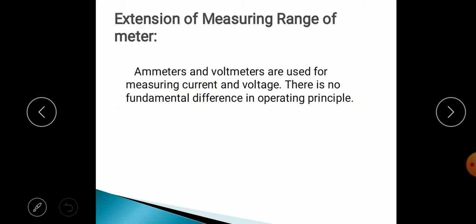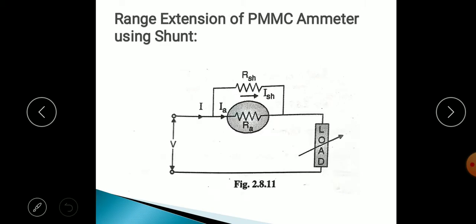Next one is extension of measuring range of meter. Ammeters and voltmeters are used for measuring current and voltages. Therefore, there is no fundamental difference in operating principles. Range extension of PMMC ammeter using shunt. Range extension of ammeter means increasing the capacity of the same ammeter to measure higher values of current safely.